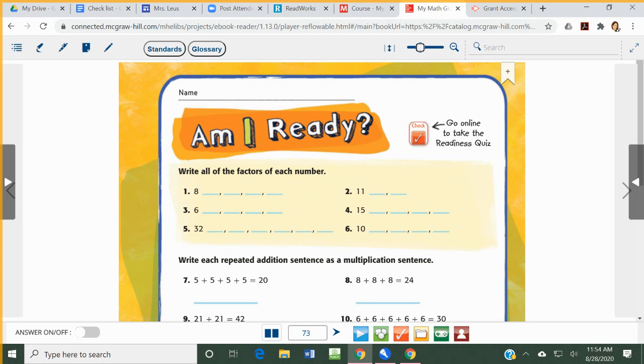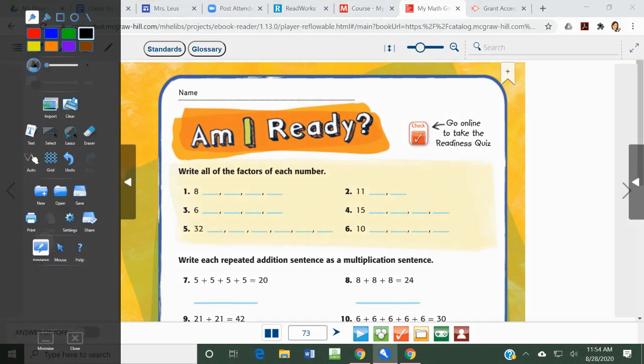Today we are doing an Am I Ready page first. So here we go. We're going to write all the factors of each number. So what is a factor? Let's write that out first. So I'm going to write that over here.